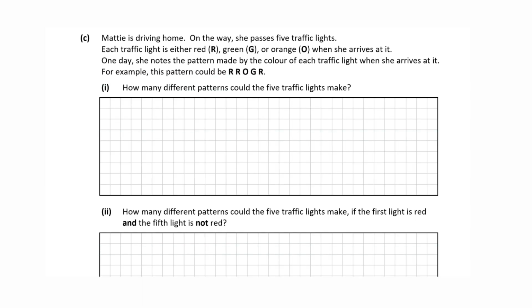So in part C of the question, they tell you that Maddie is driving home. On the way, she passes 5 traffic lights. So each traffic light is either red, green or orange. And one day she notes the pattern made by the colour of each traffic light when she arrives at it. For example, the pattern could be red, red, orange, green, red. And they want you to find out in part I of the question, how many different patterns could the 5 traffic lights make? So because we have 5 traffic lights, we're going to have 5 boxes.